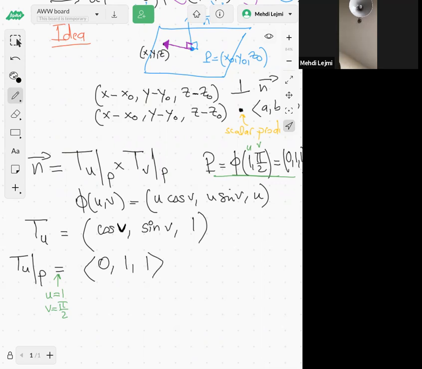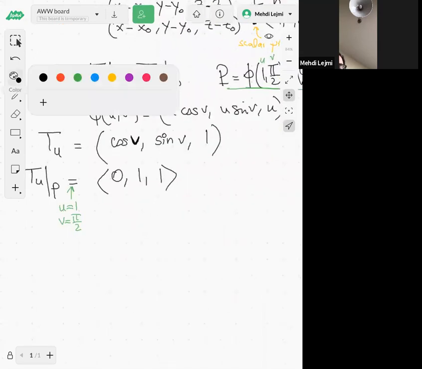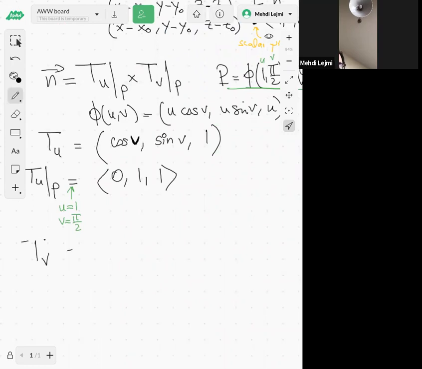Right? Do the same with the derivative with respect to v. So the derivative with respect to v of u cosine of v, the derivative of cosine of v with respect to v, that'll be minus u sine of v. The derivative of sine of v is cosine of v, so it's u cosine of v. Again, this is the derivative with respect to v, right? And then the derivative of u with respect to v is of course just 0.